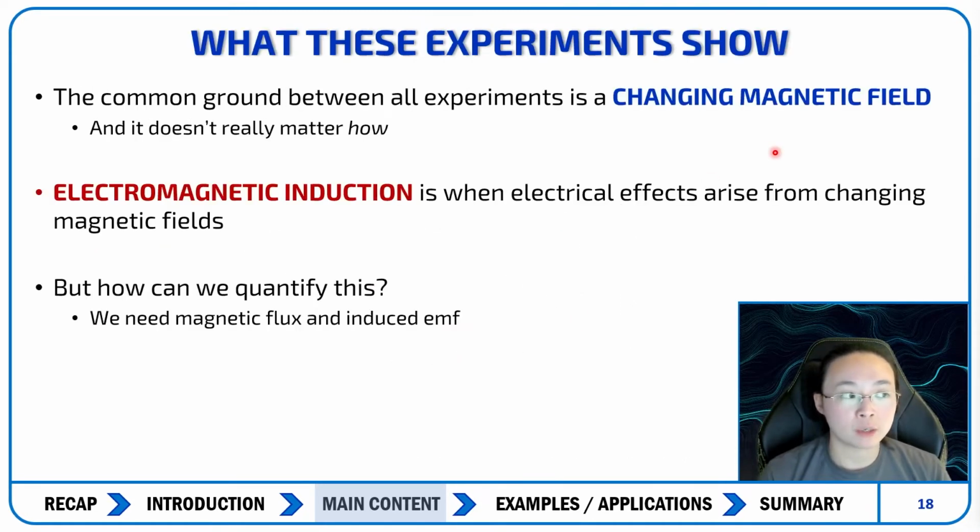So what do these experiments show? It shows that a changing magnetic field, no matter where it's coming from, will induce an electric current. Electromagnetic induction is when electrical effects come from changing magnetic fields. Now that we know this does take place, we need to find a way to quantify it, and so we need to understand what magnetic flux is and what an induced EMF is.